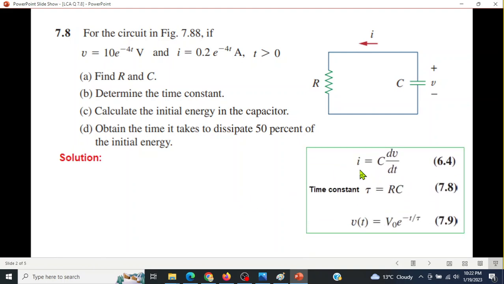Okay, keep in mind that we'll be using these formulas. The current through the capacitor is C dV/dt. The time constant tau is given by RC, and the voltage across the capacitor is V0 e raised to the power minus t over tau.